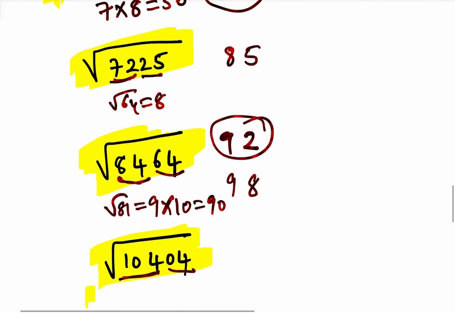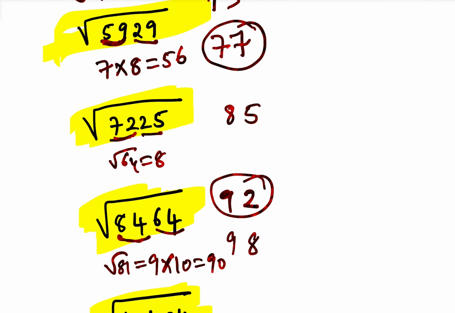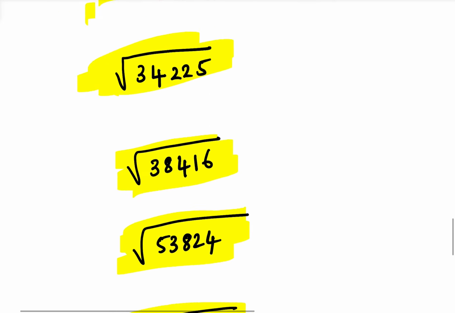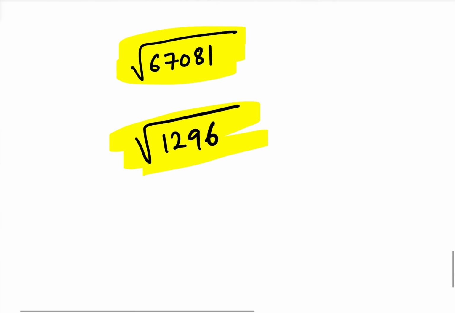So these are the examples which I want to discuss with you for finding the square root of a 4-digit perfect square number. But one problem can come. Let me explain you what is that problem. So let me take one example here. Root 1296.